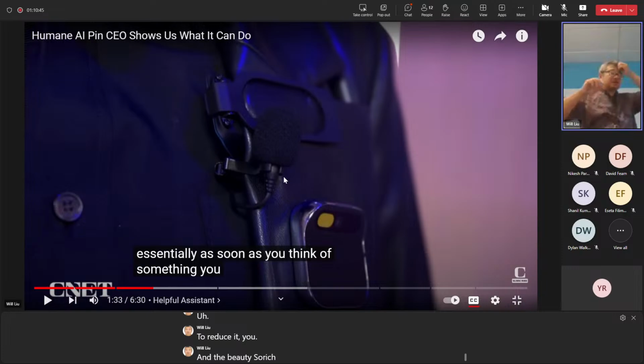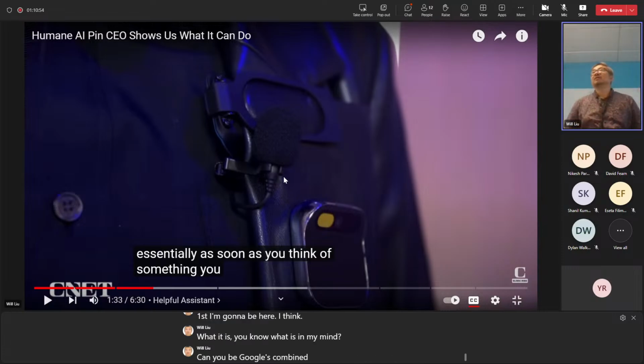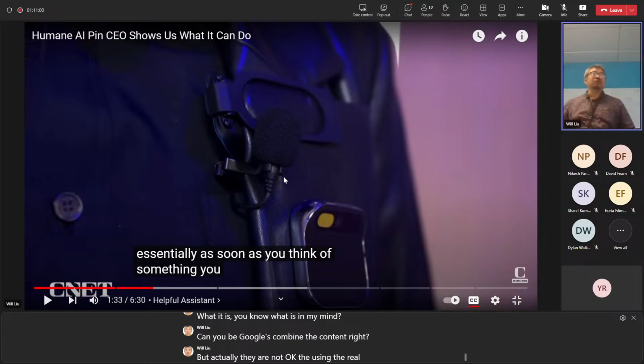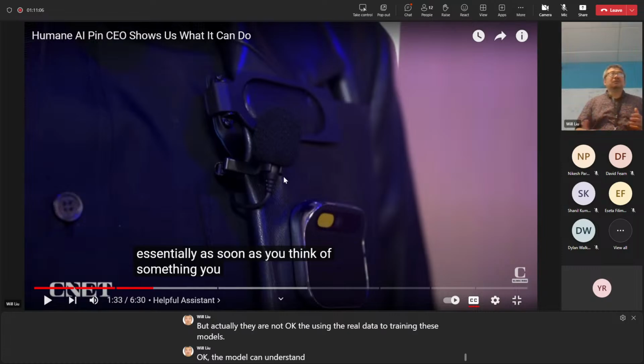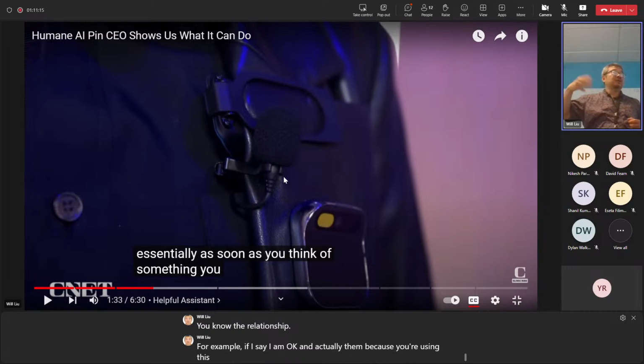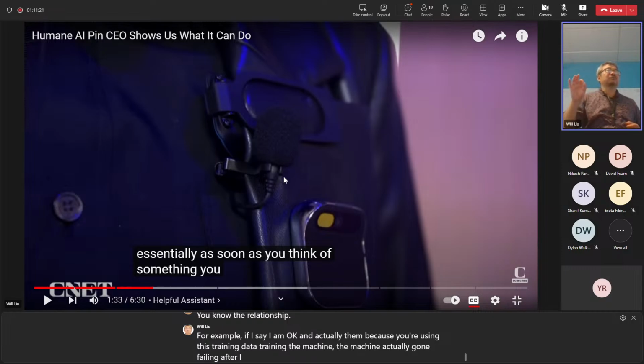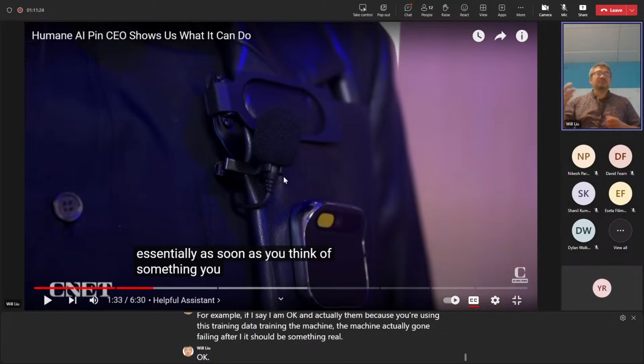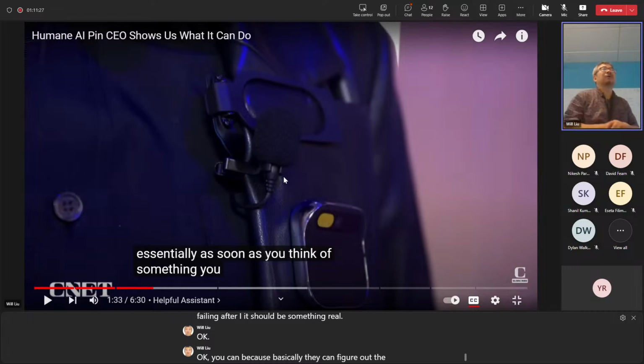And the beauty of it, sorry for the interruption. The first time I heard of GPT, I thought it was Google's combined content, right? But actually they are not. They use real data to train these models, and the model can understand the relationships between language. For example, if I say "I am", because of the training data, the machine gets a feeling that after "I am" should come something real. They can figure out the relationships between the words.